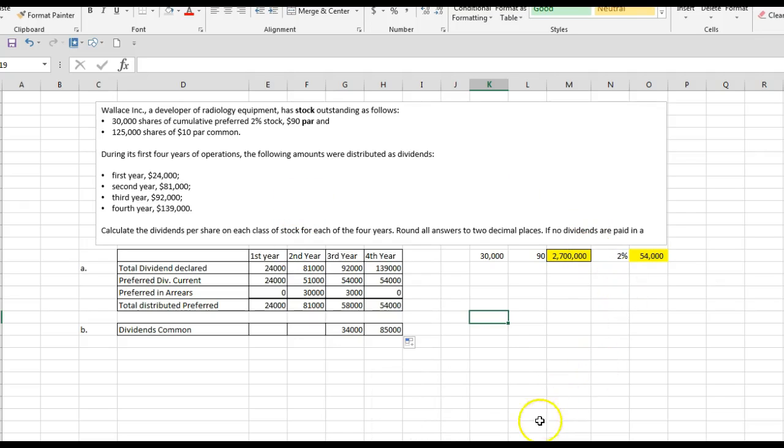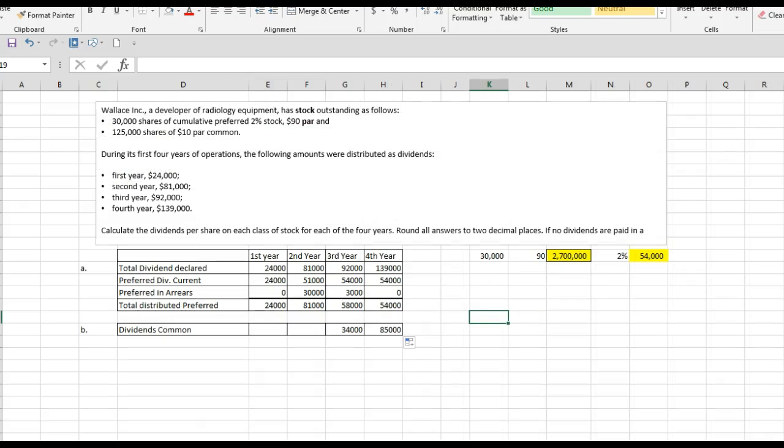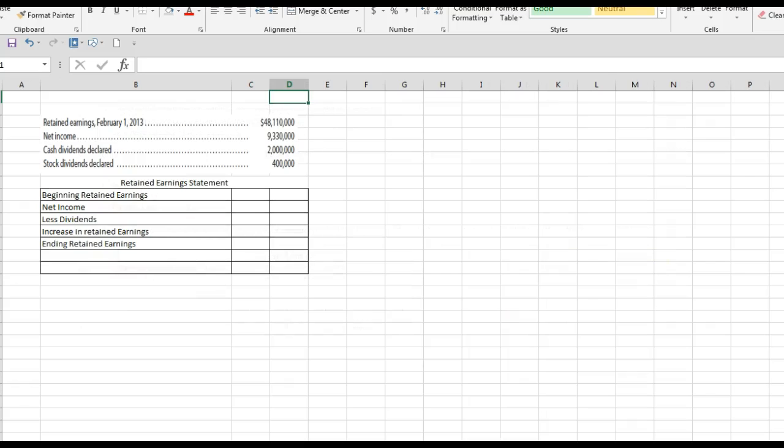So that is a stock dividend and a preferred stock distribution. Okay, we have two more after this. I think we're going to try to throw it in here. So this is sheet 7. This is retained earnings. This is a very quick one. You know how to do this.